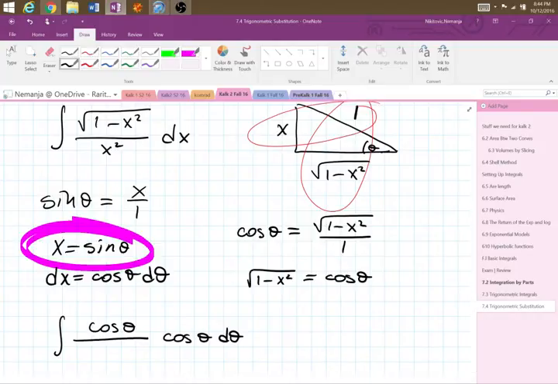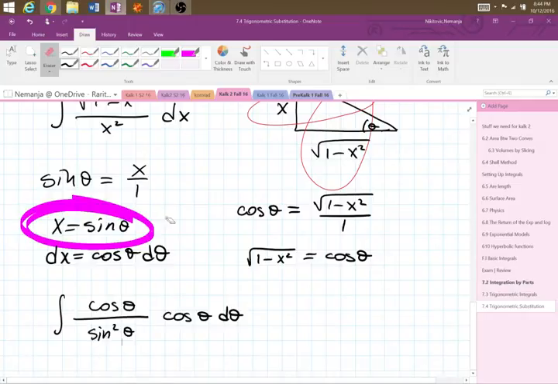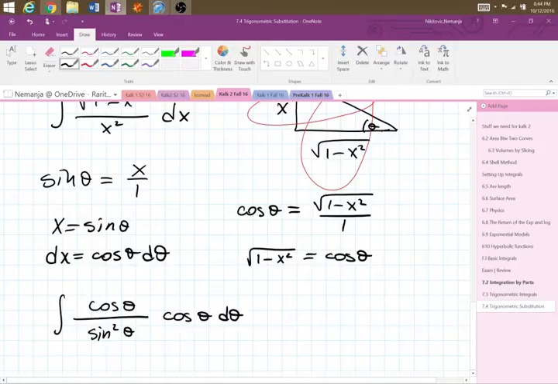Sine squared theta. Can you use this to calculate the arc length formula? Circumference of the circle is a lot of cool stuff you can do with this.